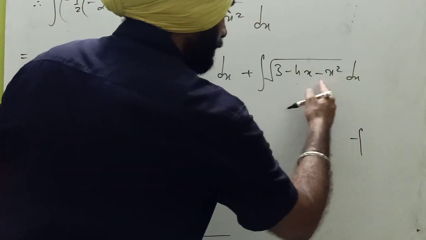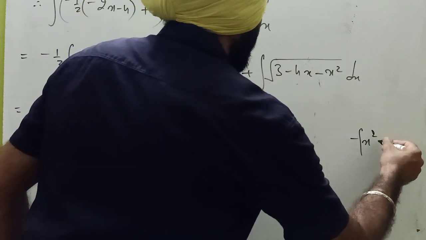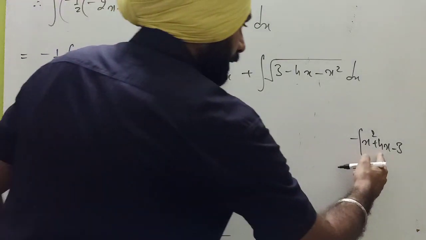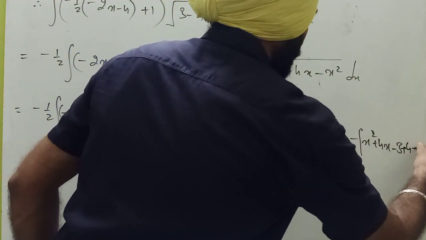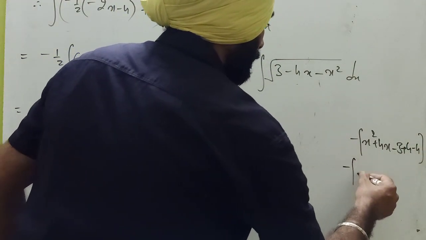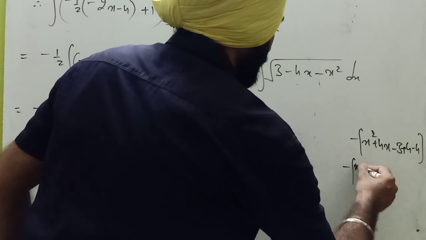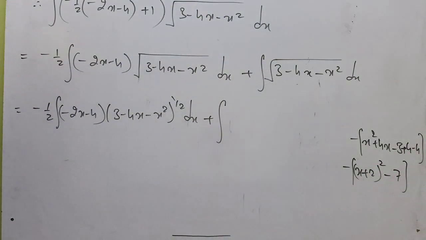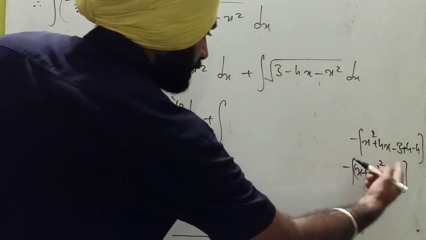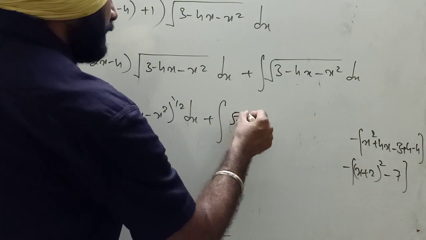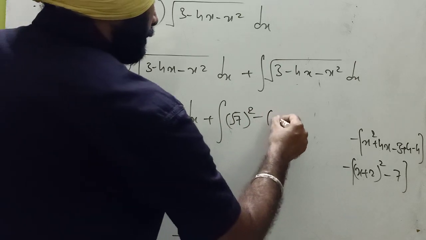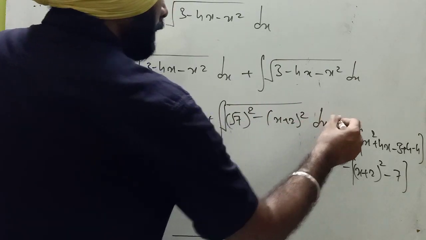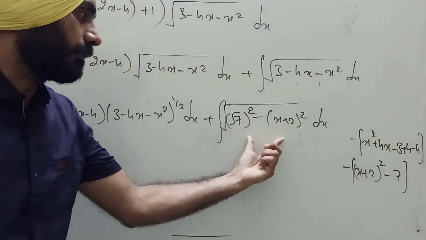Take negative common: x square plus 4x minus 3. So add half of 4 squared, that is 2 square, which is 4; add 4 and subtract 4. So this is equal to (x plus 2) whole square, minus 3 minus 4, which is minus 7. Clear? So this is equal to positive 7, which can be written as under root of (7 square minus (x plus 2) whole square). So after completing the square, we will get this term.